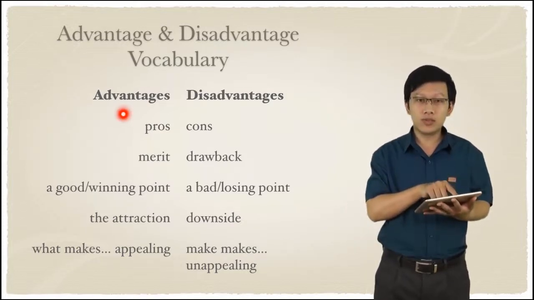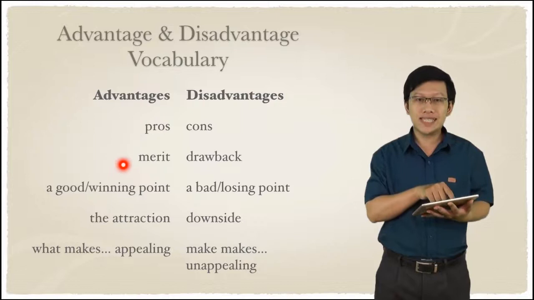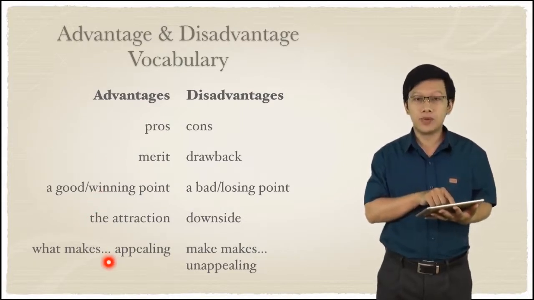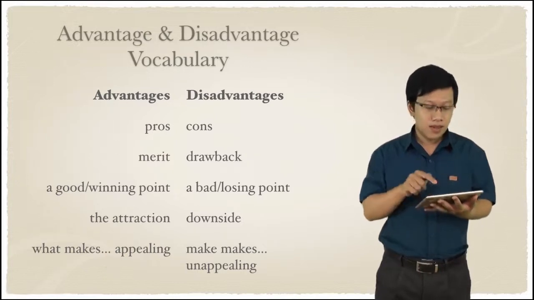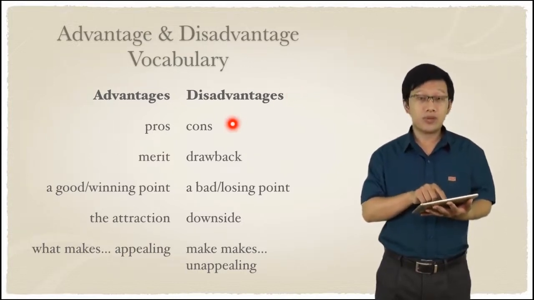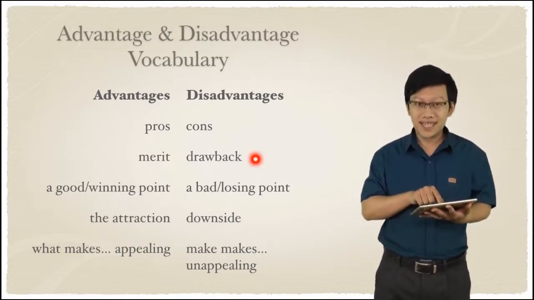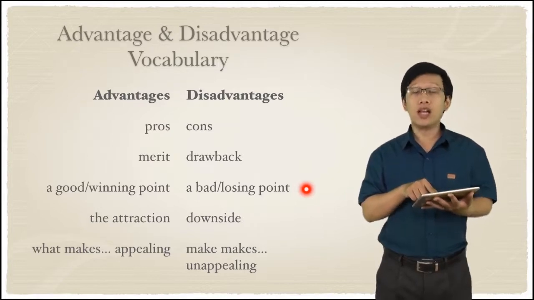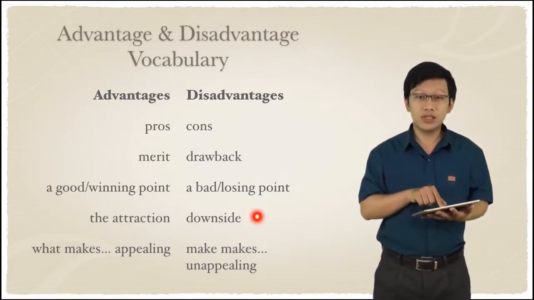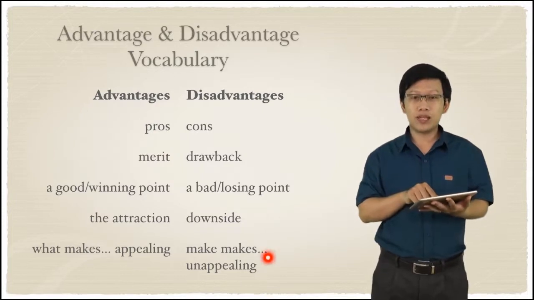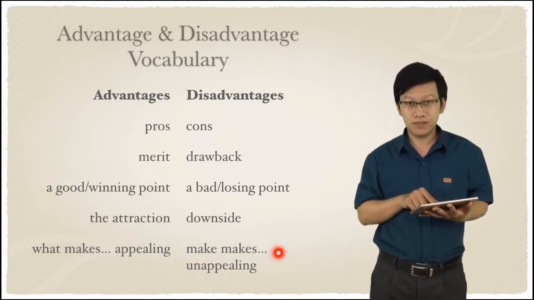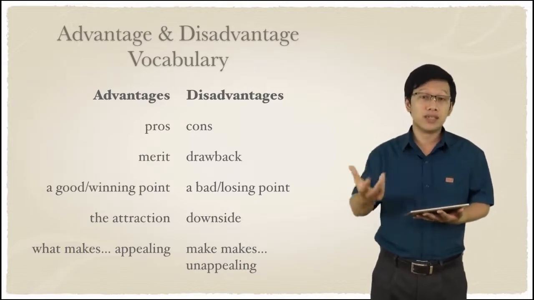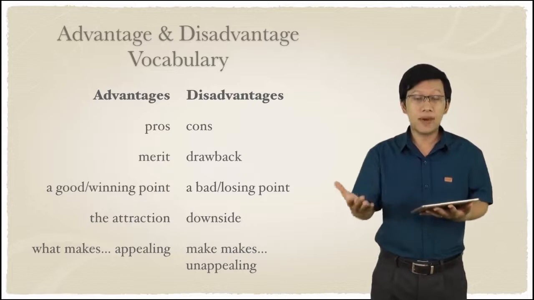Now, for advantages, we have some words like pros, merit, a good point, winning point, the attraction, or what makes something appealing. For disadvantages, we have cons, the pros and cons, the drawback, a bad point, a losing point, the downside, what makes something unappealing. All of these can be used to replace the words advantages and disadvantages, depending on the context.